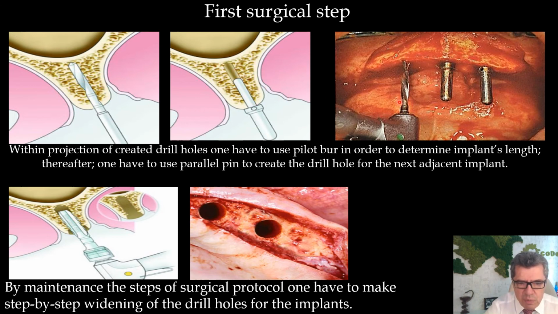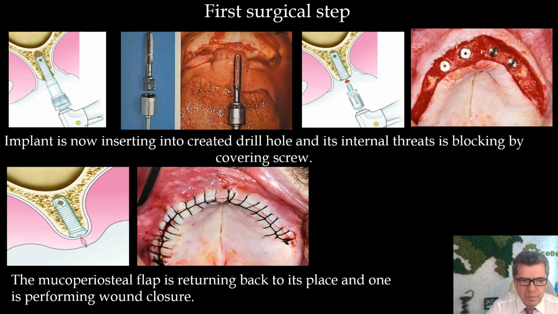We have to use a parallel pin to create the drill hole for the next adjacent implant. Maintaining the steps of the surgical protocol, one will have to make a step-by-step widening of the drill holes for the implant. Now the implant is inserted into the created drill hole, and its internal thread is blocked by a covering screw. The mucoperiosteal flap is returned back to its place, and the wound is closed.